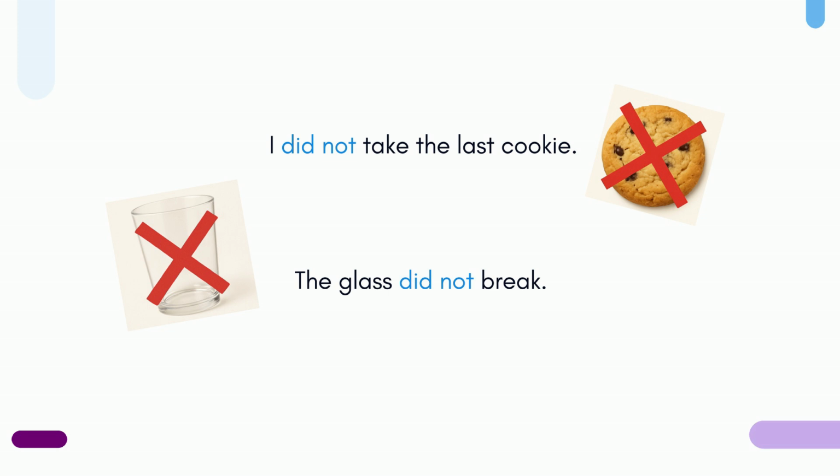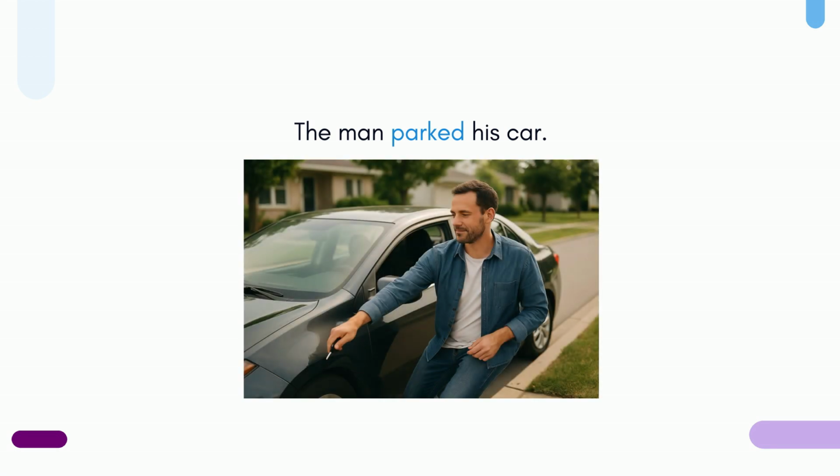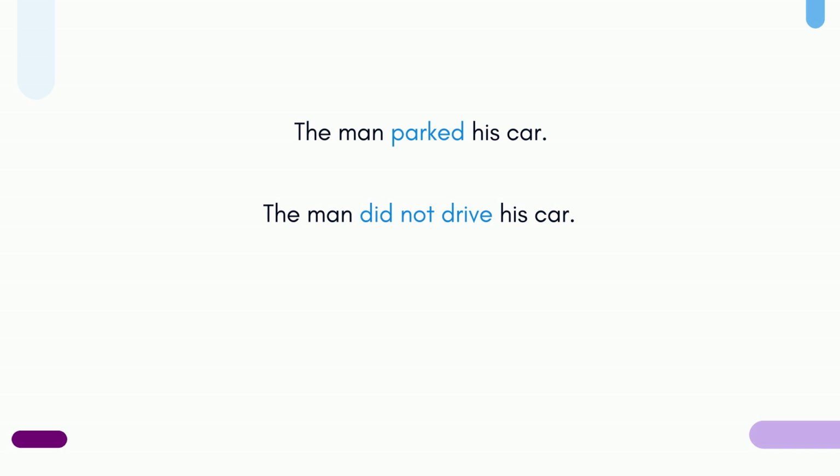Let's practice taking some sentences which talk about what did happen in the past simple and change them to talk about what did not happen. Look at this sentence. The man parked his car. How can we say what did not happen? The man did not drive his car. Did you remember to use the verb drive in the base form because we have the word did in the sentence? Let's try another one.